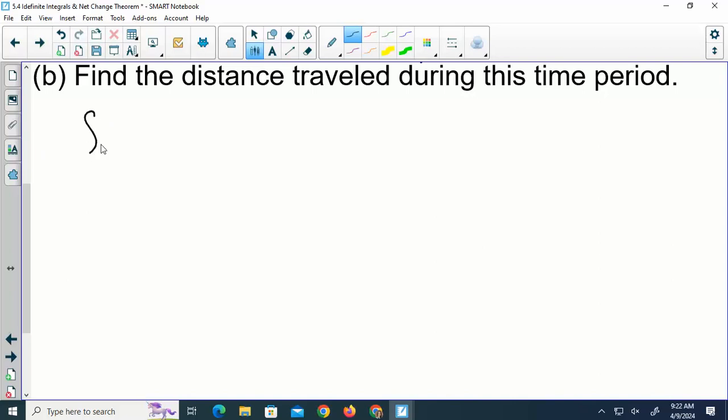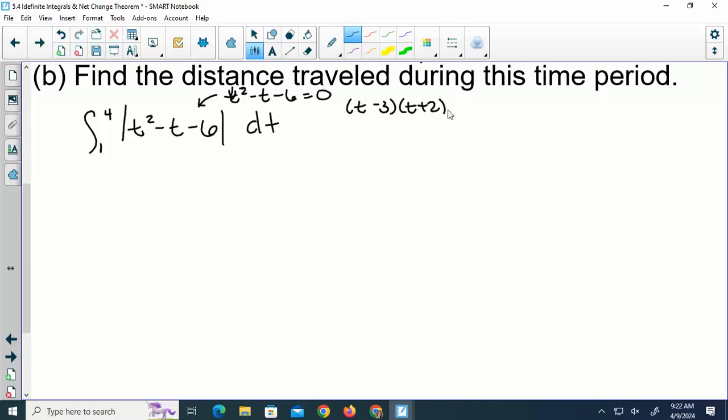So when I integrate, I have to do the absolute value of my velocity. If we are going to do the absolute value of this, what do I need to know? So we could think of that as t minus 3 times t plus 2. Is -2 in my interval? No, we can't have a negative time. So when I'm doing this, we're going to have to go from 1 to 3, and then from 3 to 4.